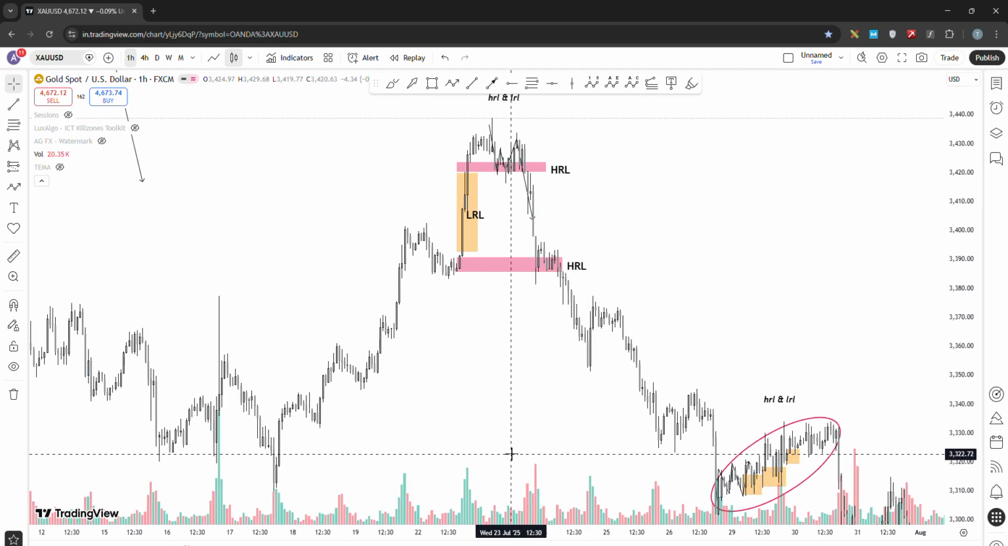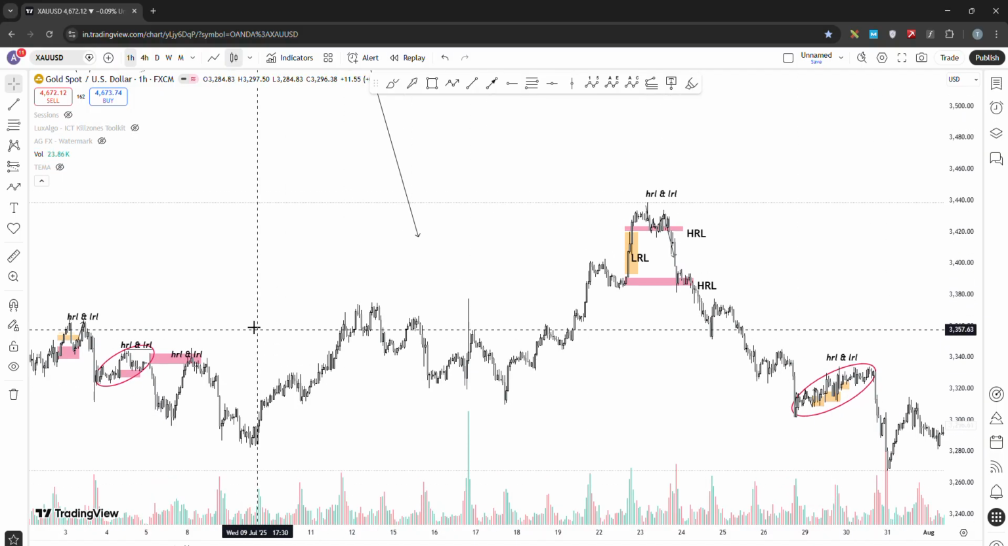Yes, and a high resistance liquidity can also turn into a low resistance liquidity if the high resistance liquidity, that means the POIs, whether it's blocks, gaps, imbalances, whatever they are, if they have already been tapped, then that turns into a low resistance liquidity.